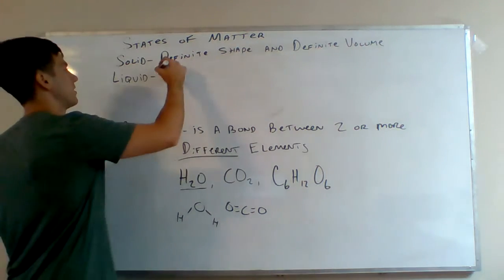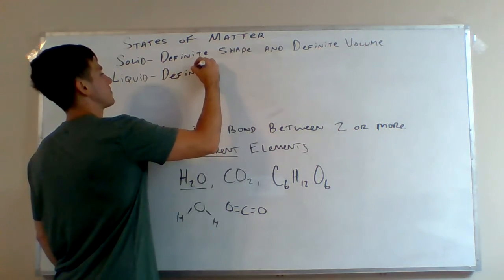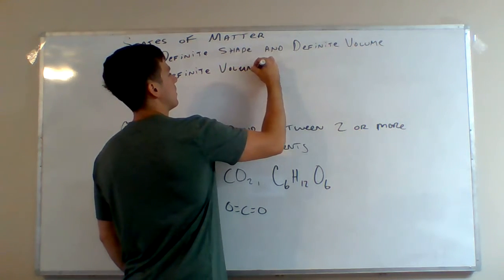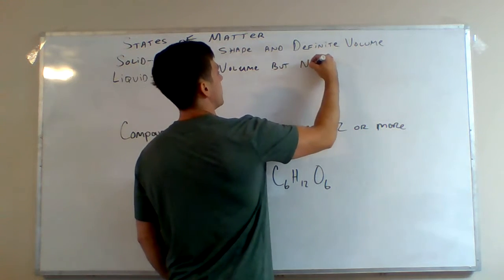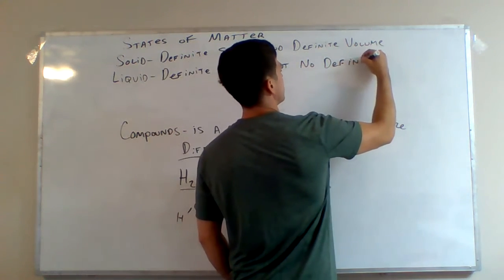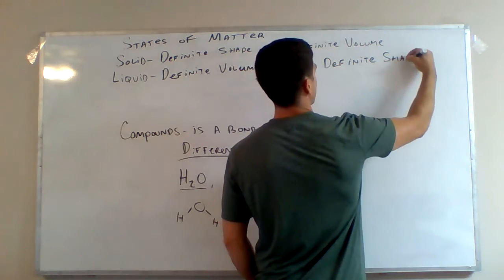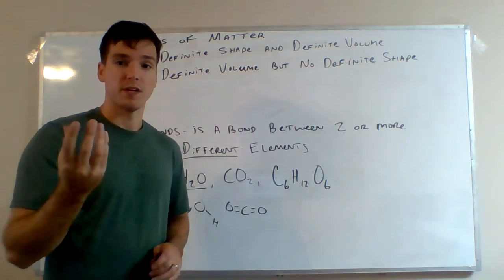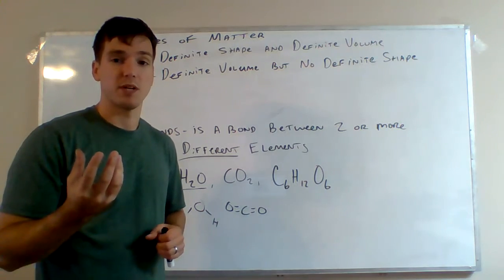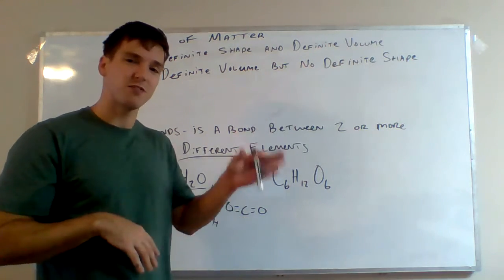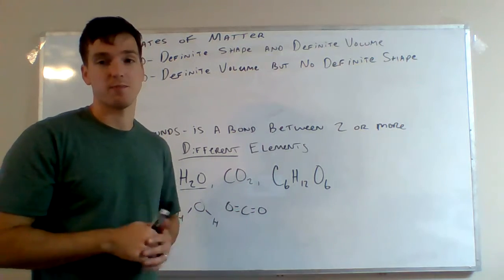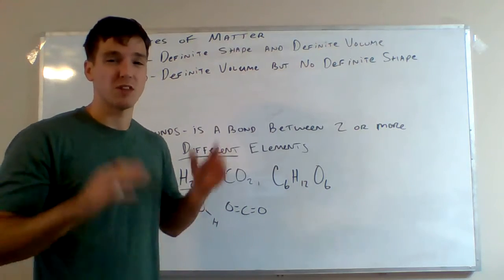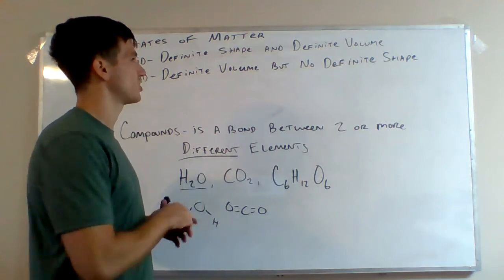Liquid is definite volume, but no definite shape. Okay, liquid, I could have 50 milliliters of it in a cup. If I take 50 milliliters of it and put it into a vase, it's still 50 milliliters, right? The volume is the same. If I have 1 liter of it and I just put it in a different container, I still have 1 liter of it, but the thing that changes is the shape. The shape is never defined.